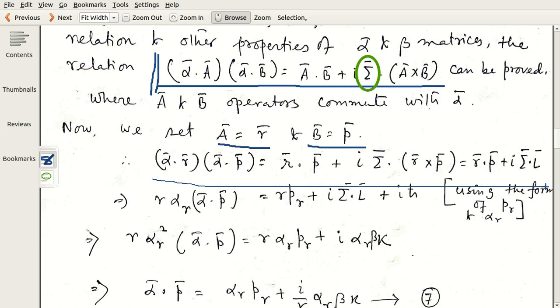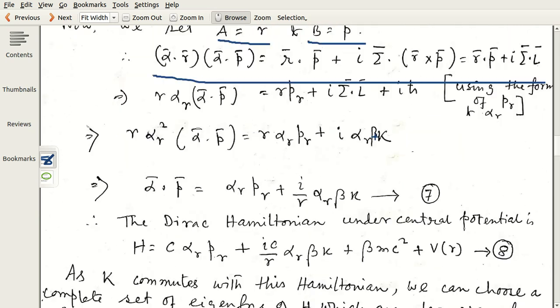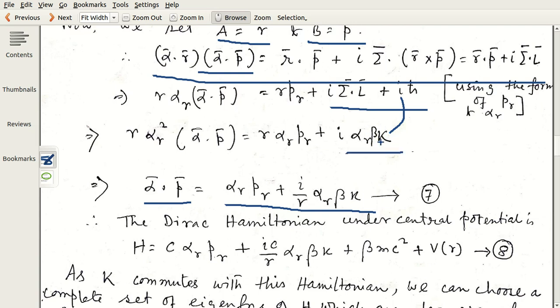You expand the relation. Just write it down, and R cross P, for which you write down L, and do some algebra to find out that alpha dot P equals alpha R PR plus I by R into alpha R beta into K. That means you use sigma dot L plus IH cut, you obtain this one and replace it by K. One catch here, you use sigma dot L plus IH cut from here as beta into K. This beta K comes here.